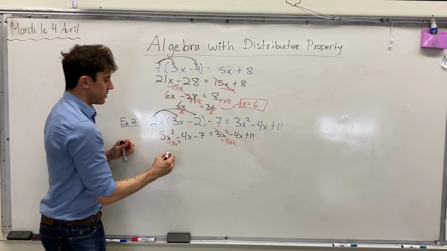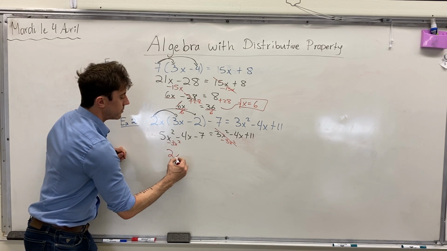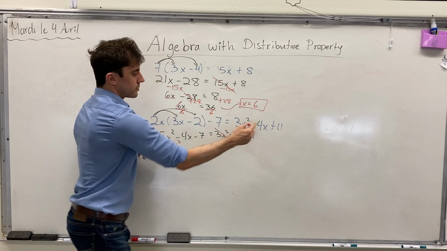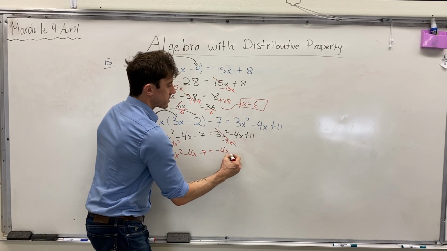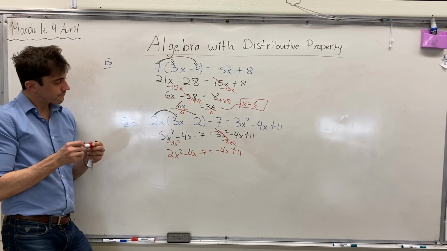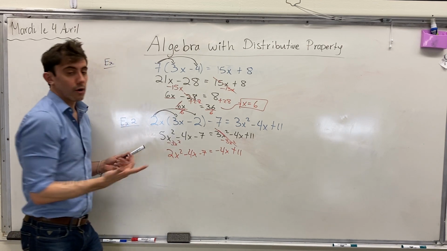5 minus 3 means that we have 2x squared minus 4x minus 7 is now equal to negative 4x plus 11 because the 3x squared was canceled out. Now we can work with the x term, right? We want to move them all on one side.